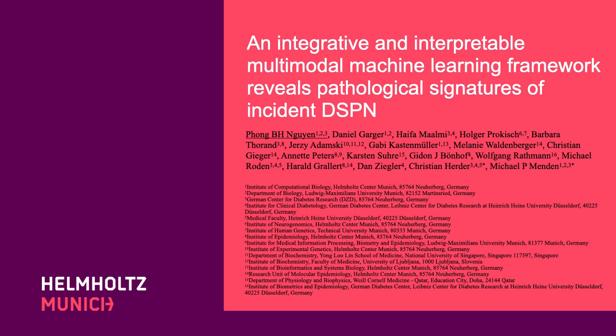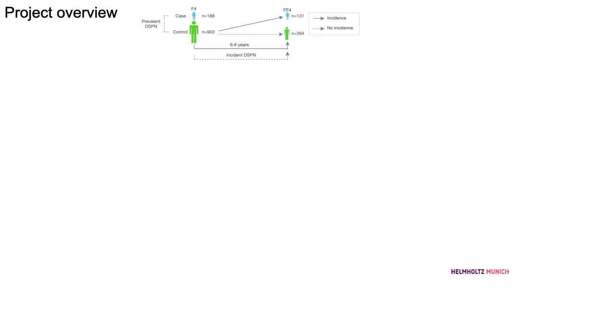Today I'm going to present a project called an integrative and interpretable multimodal machine learning framework that reveals pathological signatures of incident DSPN. As you can see, the subject of this study is DSPN. We want to predict the incidence of DSPN, so basically we have two time points, F4 and FF4, and what we're trying to do is to build a multimodal model that can predict the probabilities of a healthy person to develop DSPN after 6 to 8 years.